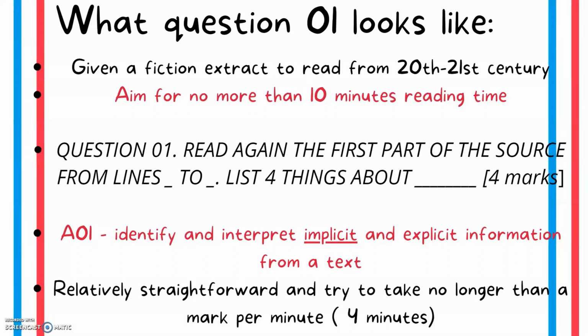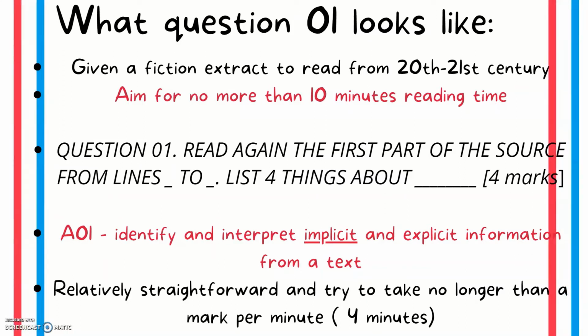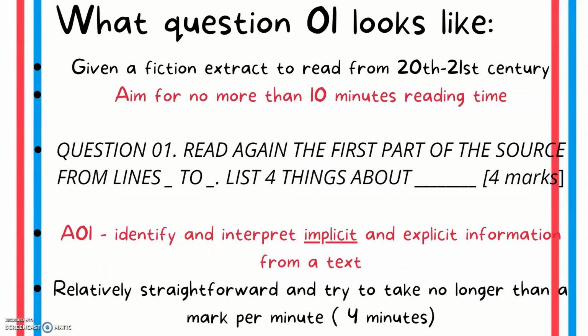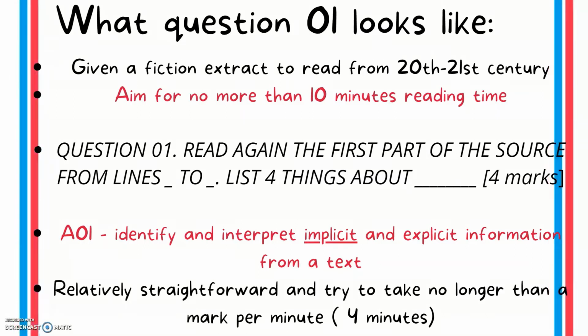And then you're going to be given the question, which for number 1 is: read again the first part of the source from lines whatever to whatever and list 4 things about a character or theme. This is only 4 marks. And this is AO1, so implicit and explicit information. You're going to have to read between the lines and also pick out the obvious information. It's relatively straightforward, so you shouldn't take longer than a mark per minute, which is 4 minutes.